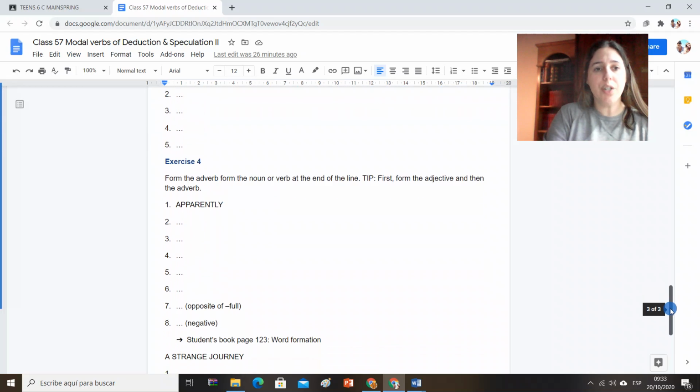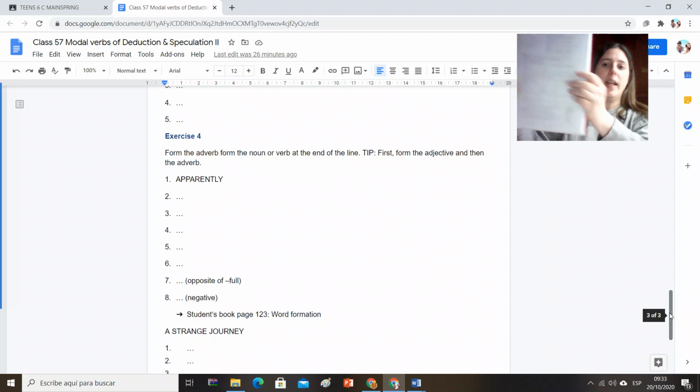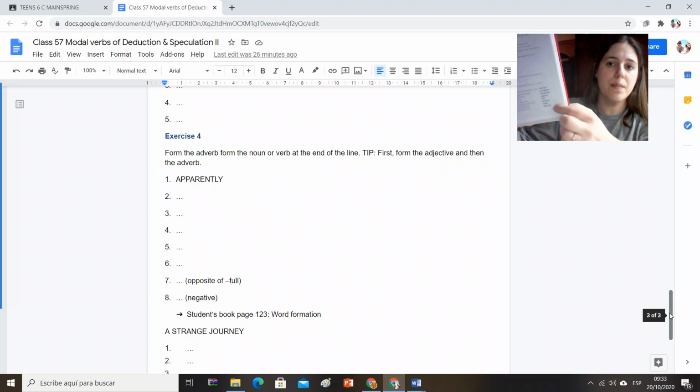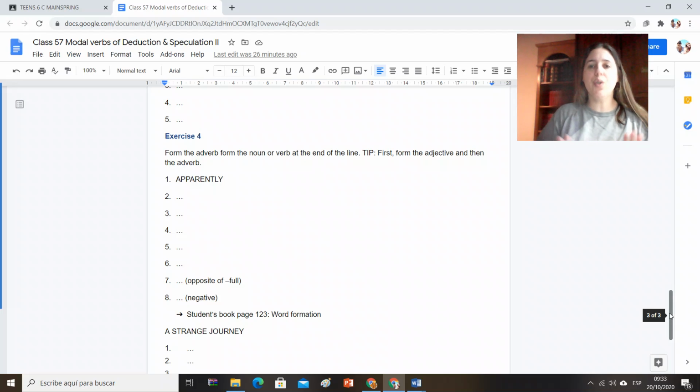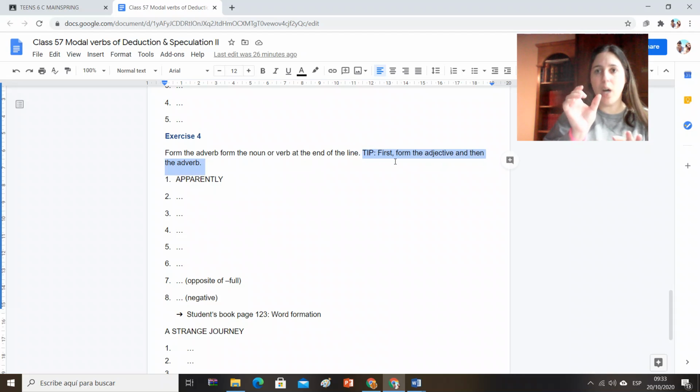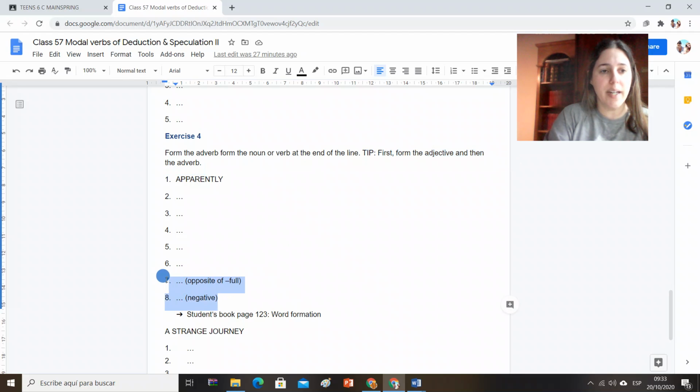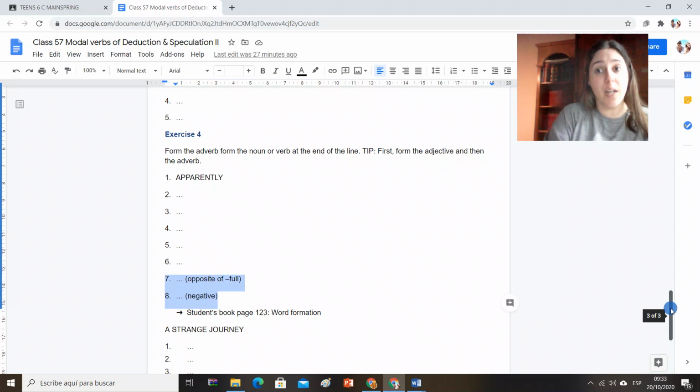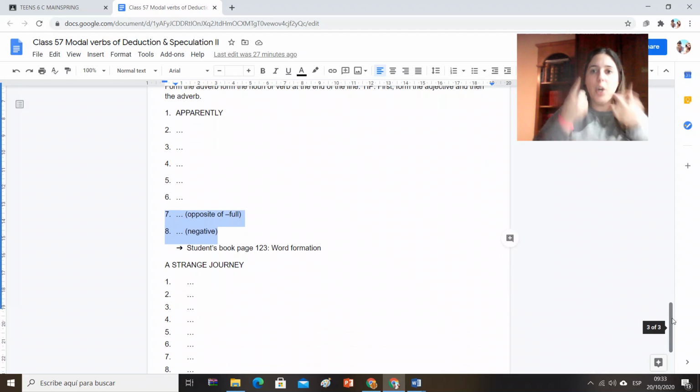In exercise 4, you're going to find nouns or verbs at the end of the line, and you have to provide the adverb. Here's the tip that I wrote. First, form the adjective from that noun or verb. Think of the adjective, and then the adverb. And I gave you some help in number 7 and 8 because the adverb that you need is with the opposite of full. Which is the opposite of full? And then when you think of the adjective in number 8, think of the negative one and then form the adverb.